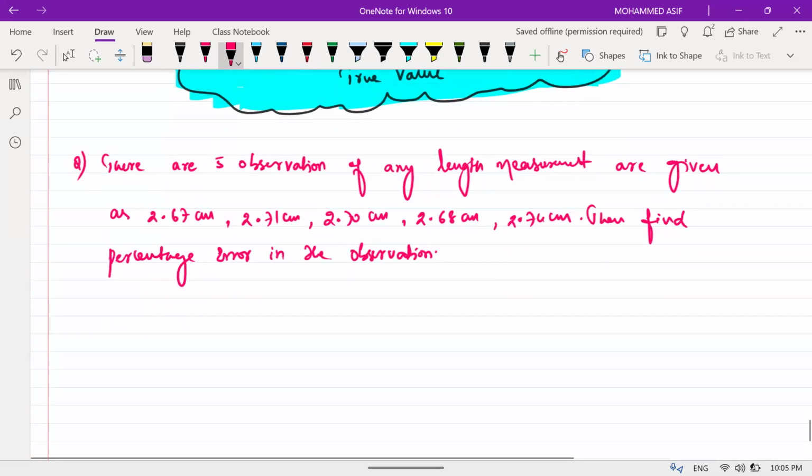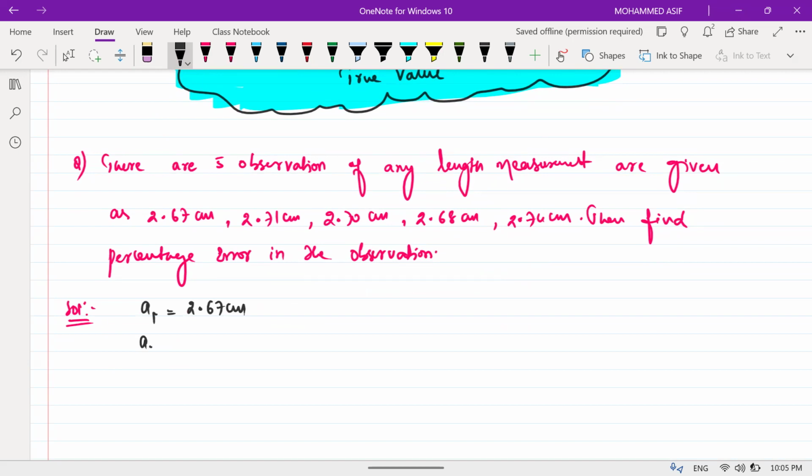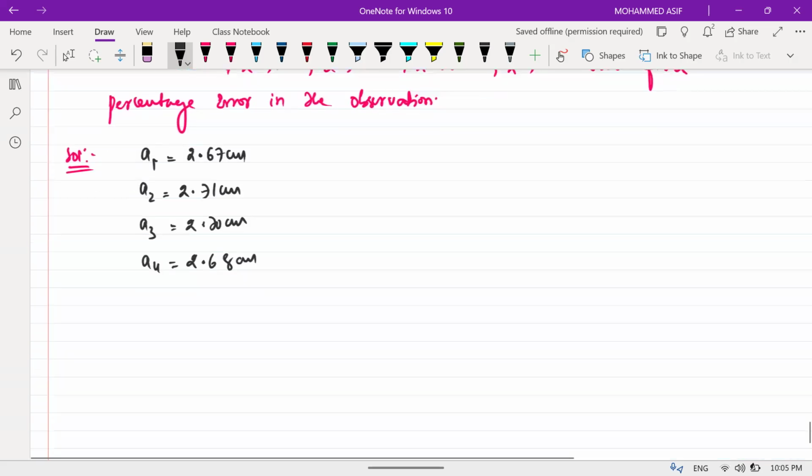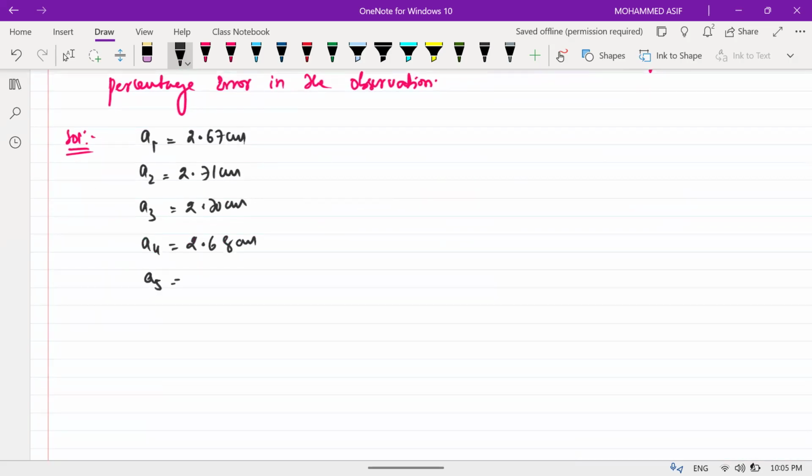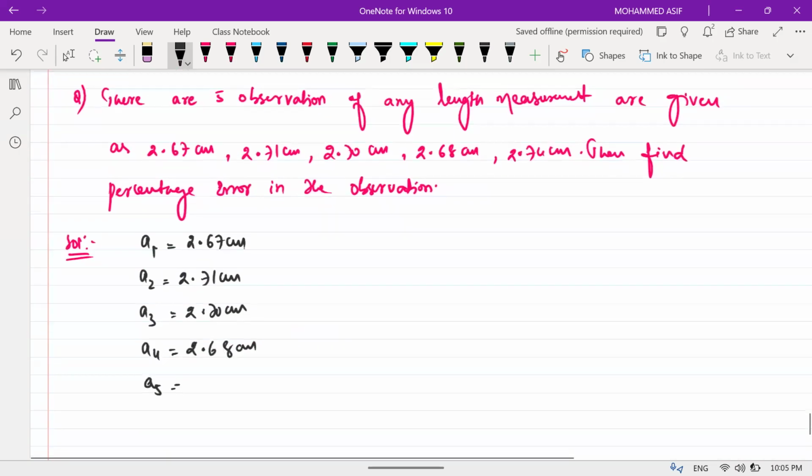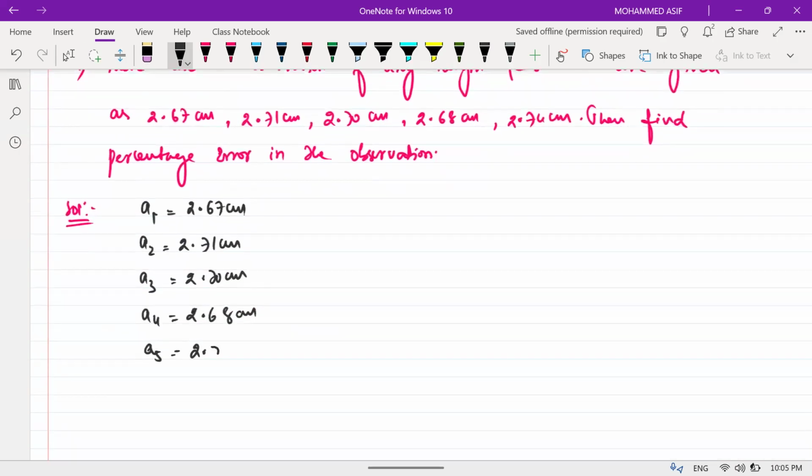So how many observations have we got right now, beta? 5 observations, isn't it? That means A1 is equal to 2.67 centimeters, A2 is equal to 2.71 centimeters, A3 is equal to 2.70 centimeters, A4 is equal to 2.68 centimeters, and A5 is equal to 2.74 centimeters. These are the observations.